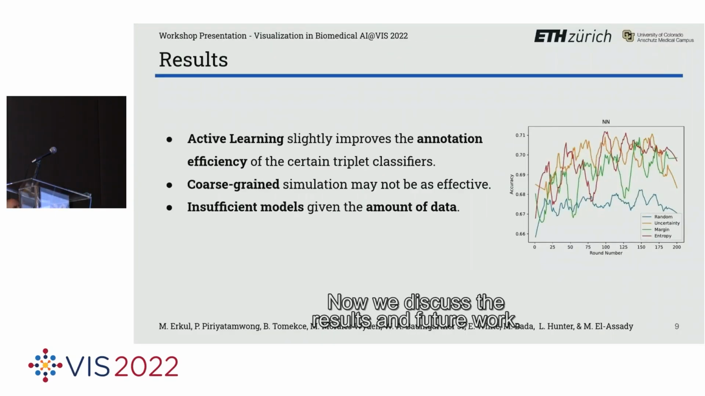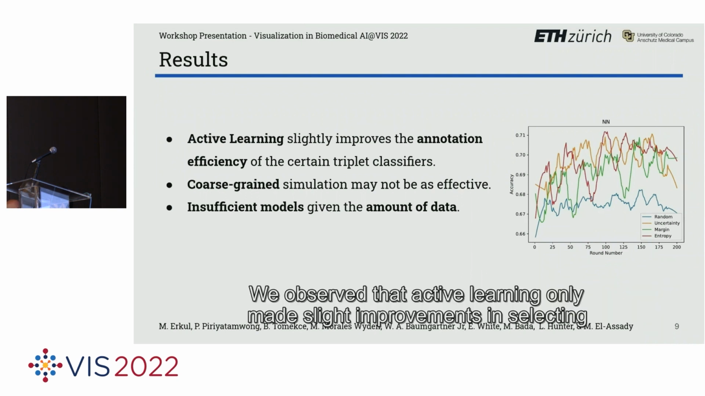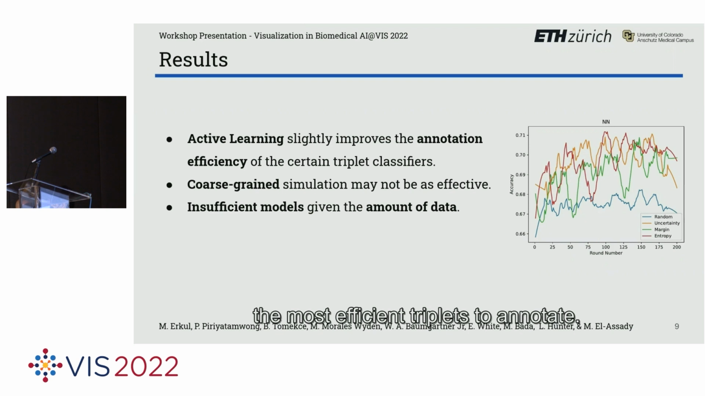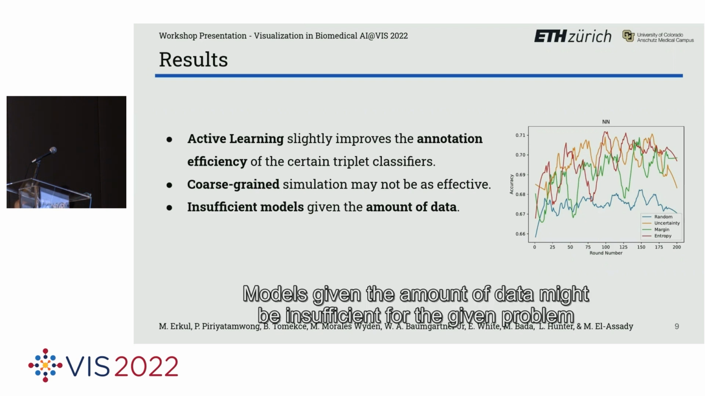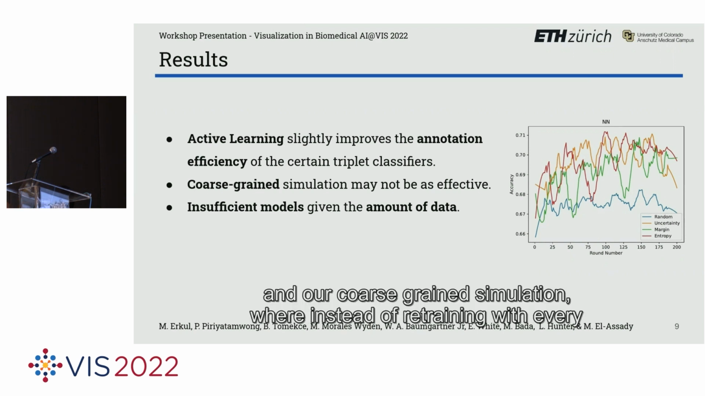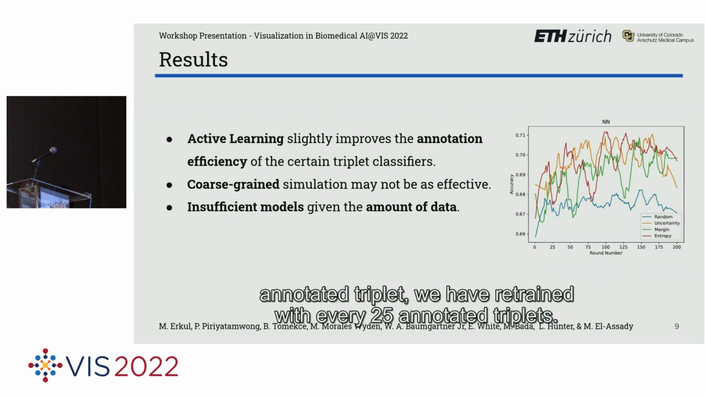Now we discuss the results and future work. We observed that active learning only makes slight improvements in selecting the most efficient triplets to annotate. This may be due to several reasons. Models given the amount of data might be insufficient for the given problem, and our coarse-grained simulation, where instead of retraining with every annotated triplet, we have retrained with every 25 annotated triplets.